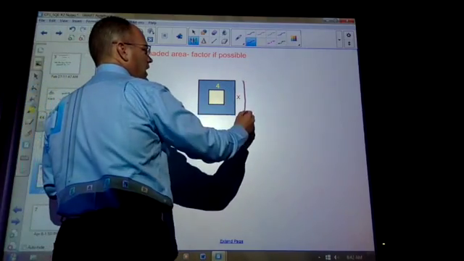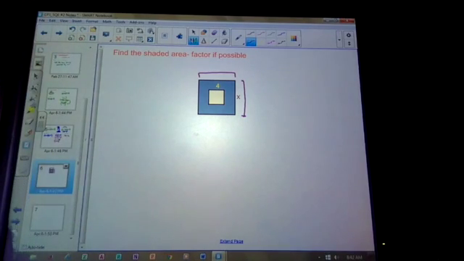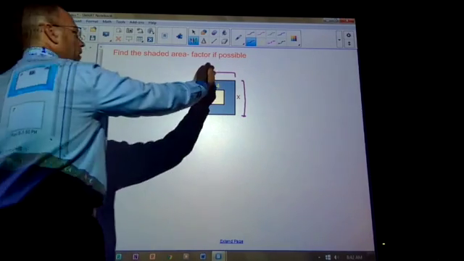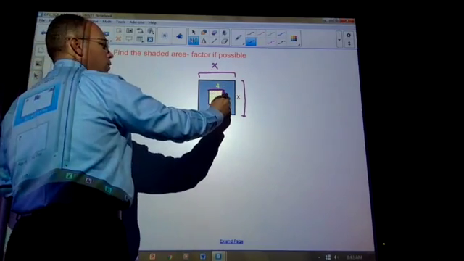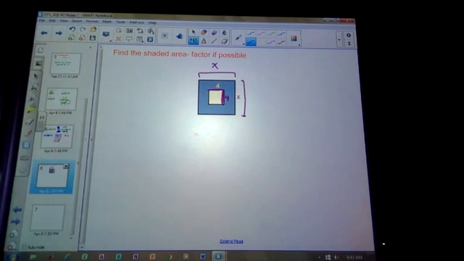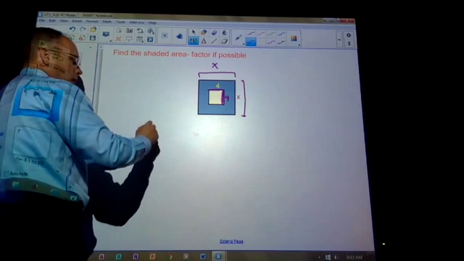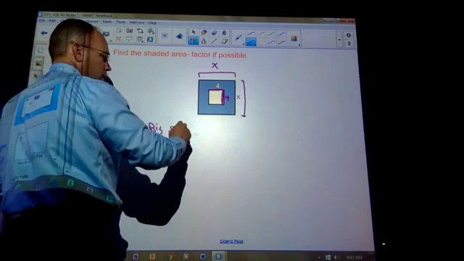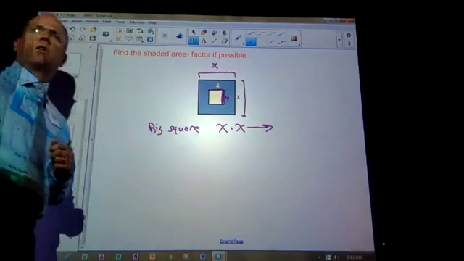So if this side here is x, what would you call this side here? It's a square. Square has the same length and width. So if this length here is 4, what does this length here have to be? 4. So if I have the area of the gray square, how would I find the area of the gray square? Area is what times what? Length times height or base times width. So length, width are both x. So the big square is x times x. What's x times x? X squared.